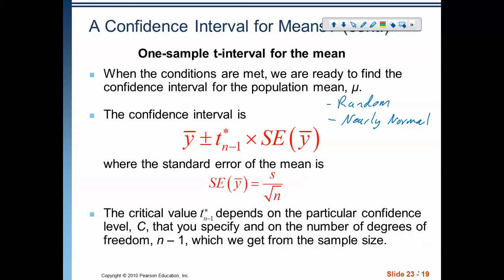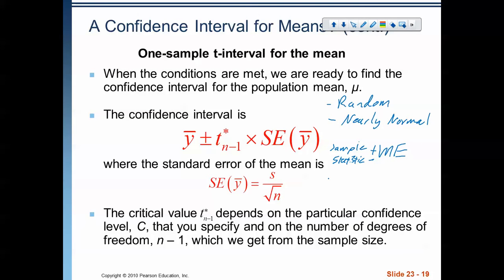As long as those two conditions are met, we can create a confidence interval. This might have different symbols than when we did the proportions, but remember, all confidence intervals are in the same format. It's our sample statistic plus or minus our margin of error.